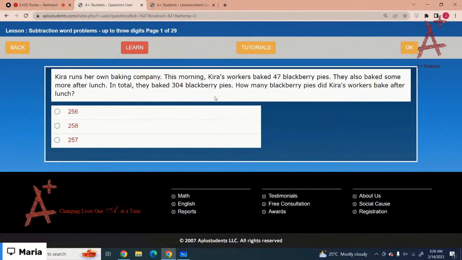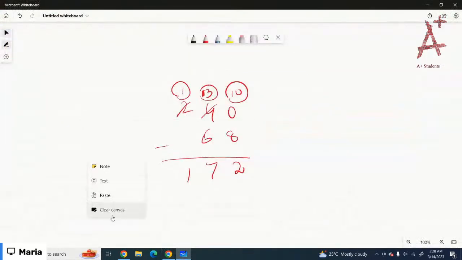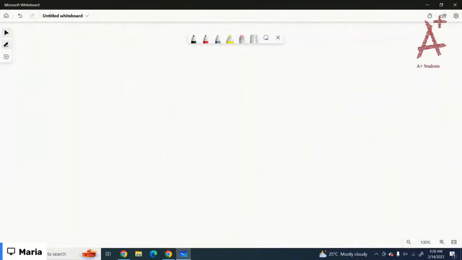Kira runs her own baking company. This morning, Kira's workers baked 47 blackberry pies. They also baked some more after lunch. In total, they baked 304 blackberry pies. How many blackberry pies did Kira's workers bake after lunch? So you have to calculate the blackberry pies they baked after lunch. Before lunch they baked 47. So you need to subtract 47 out of 304. Got it? So basically you need to do 304 minus 47.